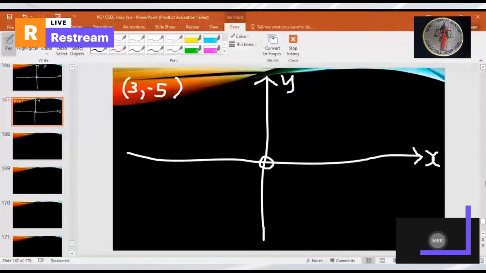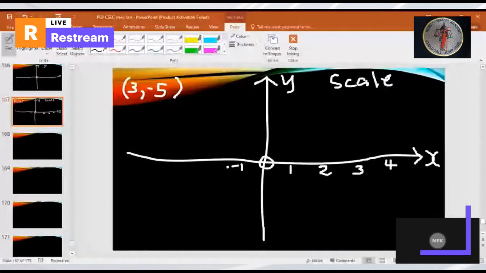If you are given a scale, follow that scale. If not, you can decide which scale to use. Let's say on the x-axis, we're going up by 1. Sometimes your x values are much smaller than the y values, usually, not always. So let's say we're going up by 1, 2, 3, 4, and so on. We have our negative x values, negative 1, negative 2, negative 3.